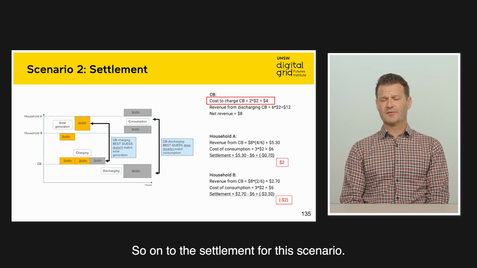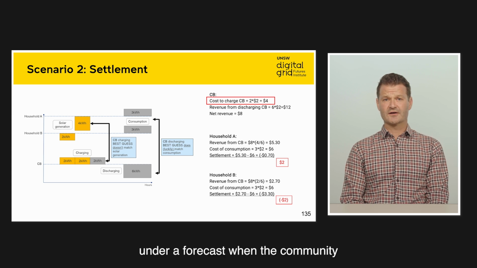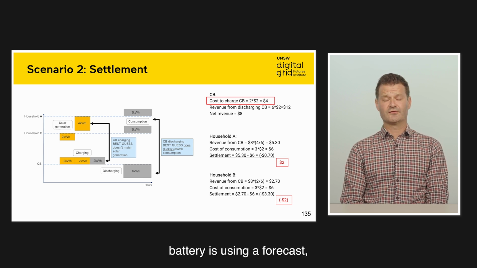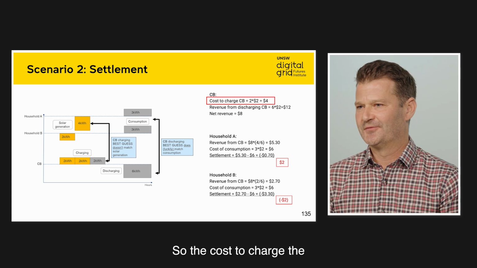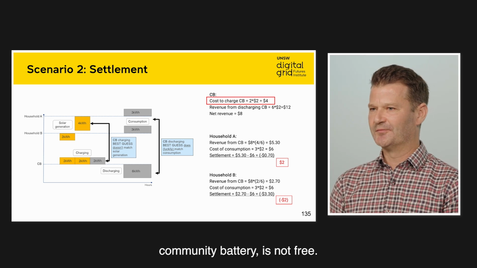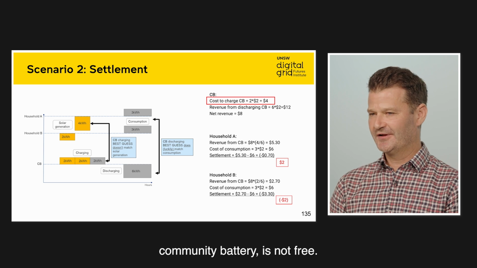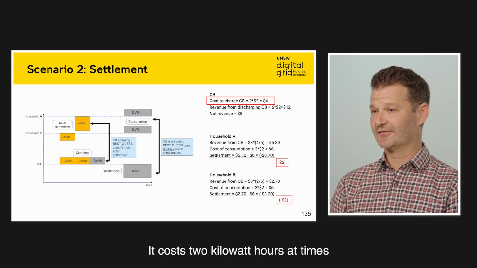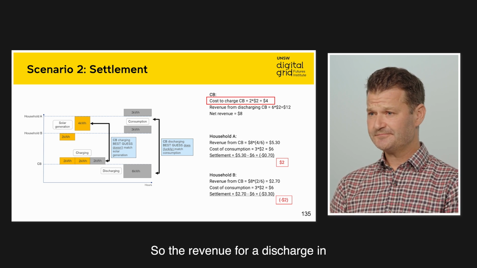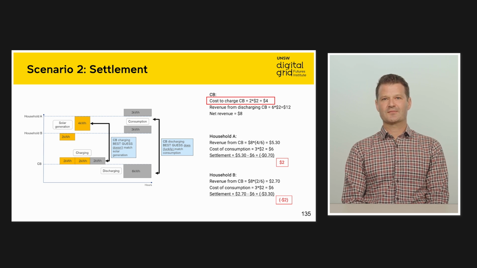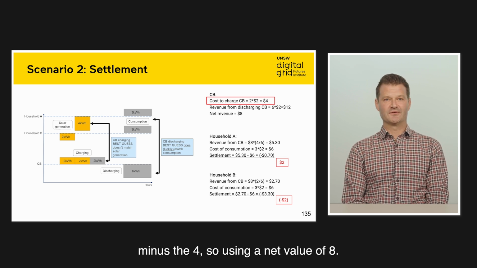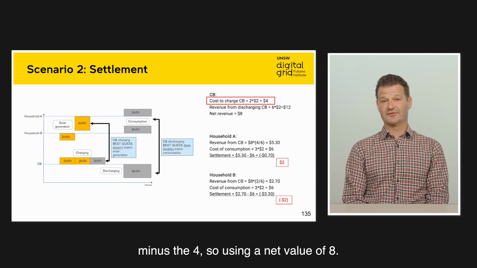So on to the settlement for this scenario, when the community battery is using a forecast value for the solar PV export. The cost to charge the community battery is not free. It costs 2 kilowatt hours times $2, which is $4. So the revenue for discharging the community battery is $12 minus the $4, giving a net value of $8.